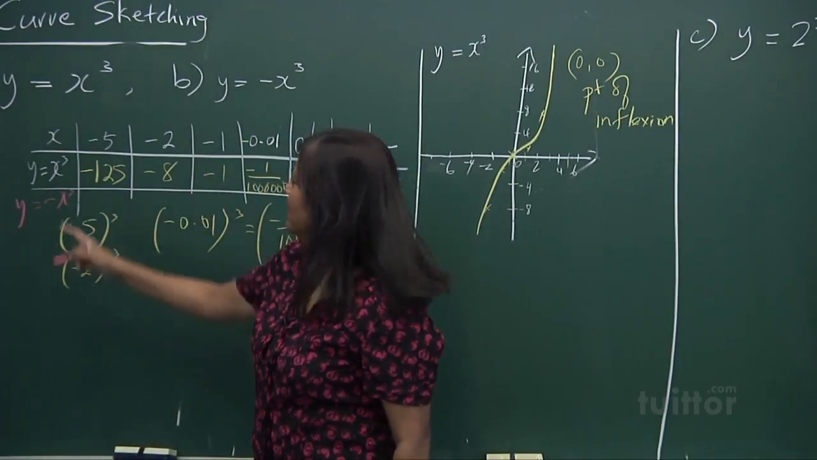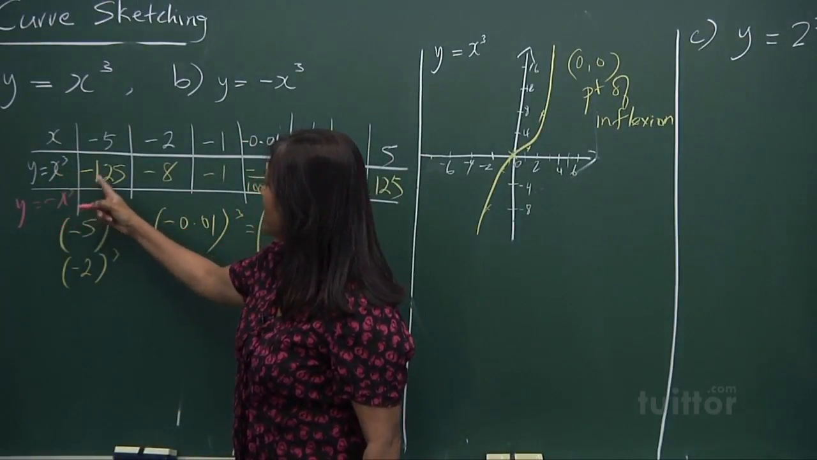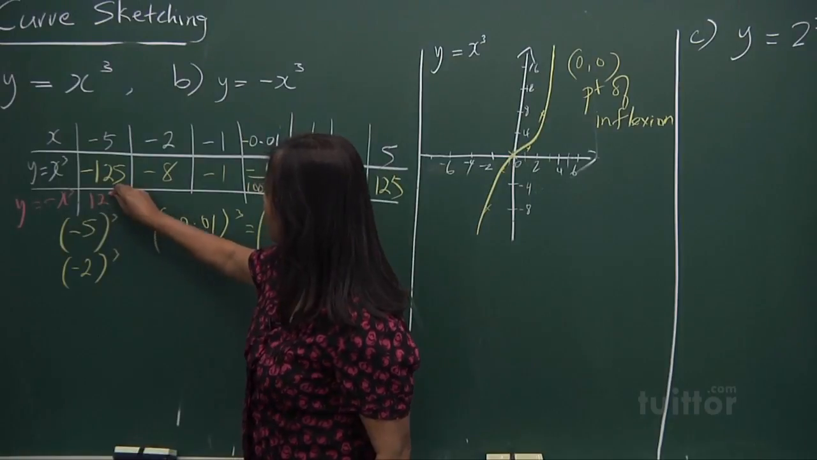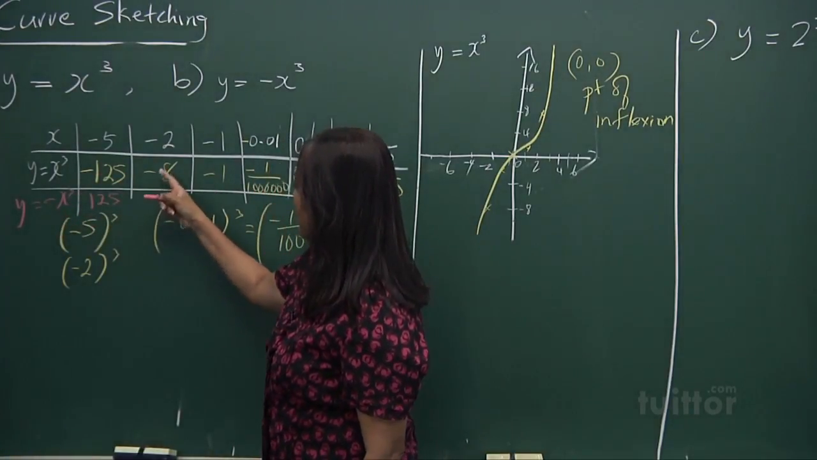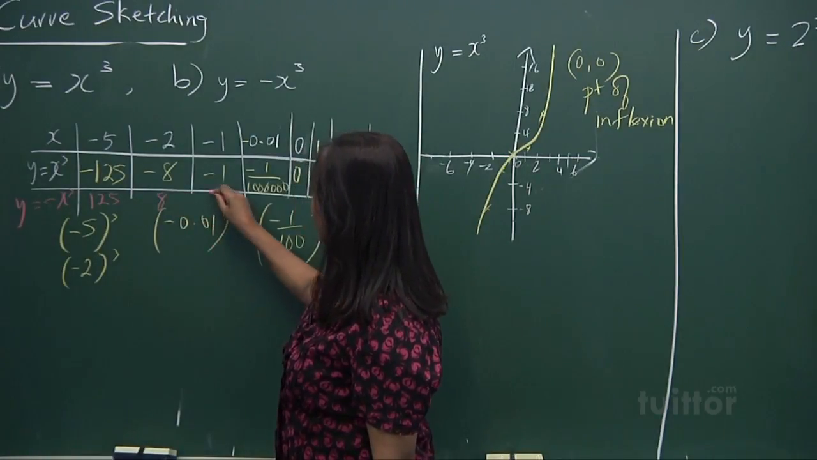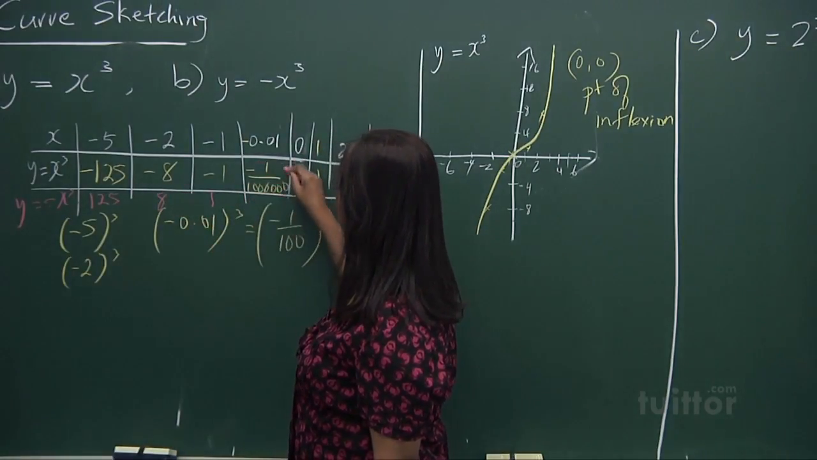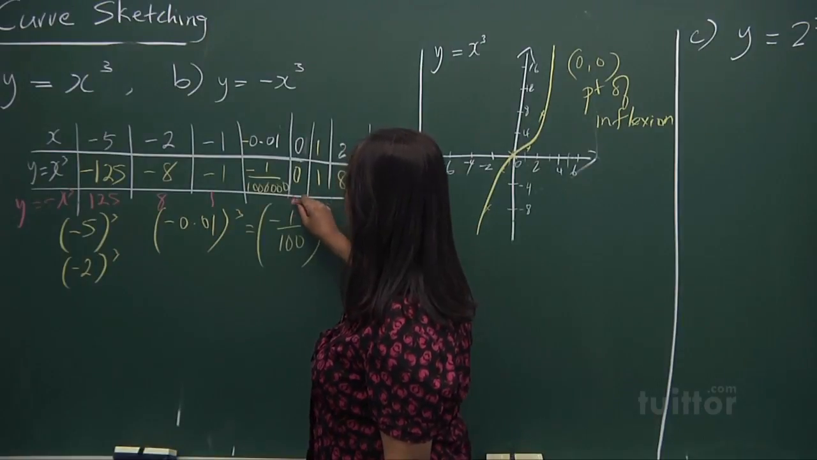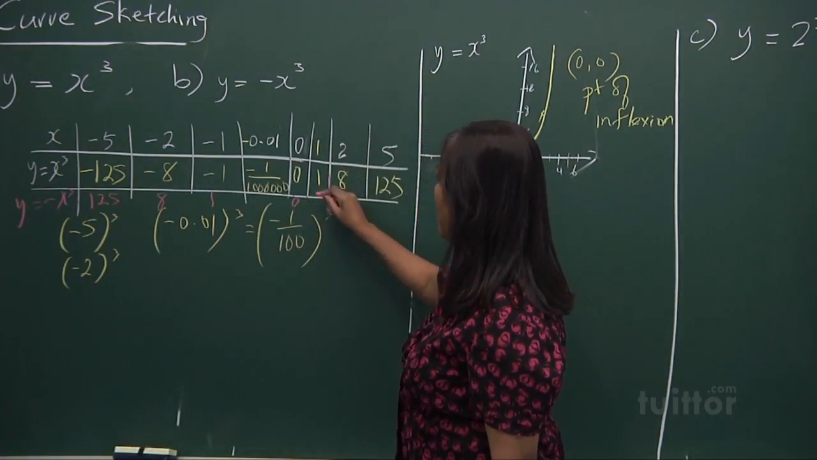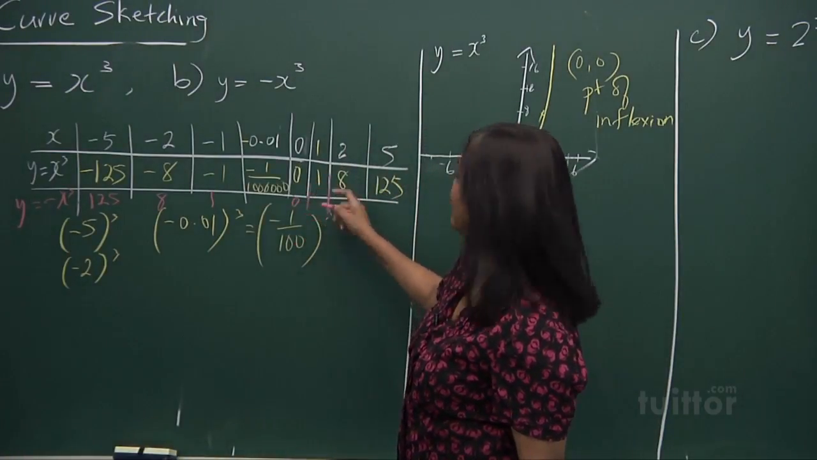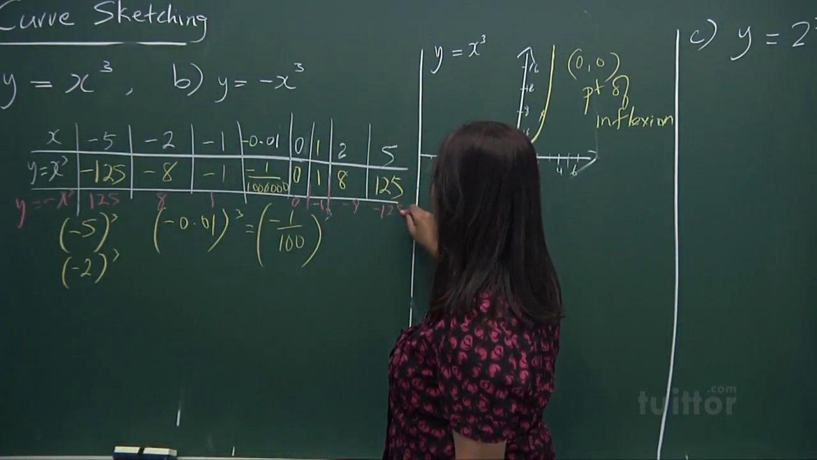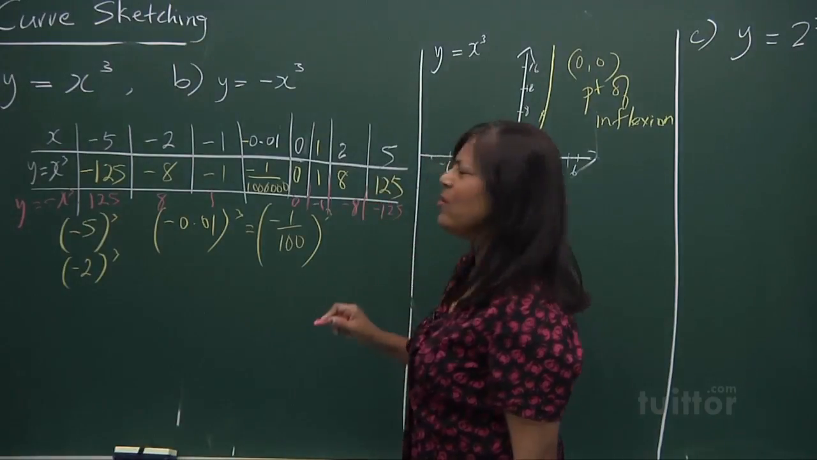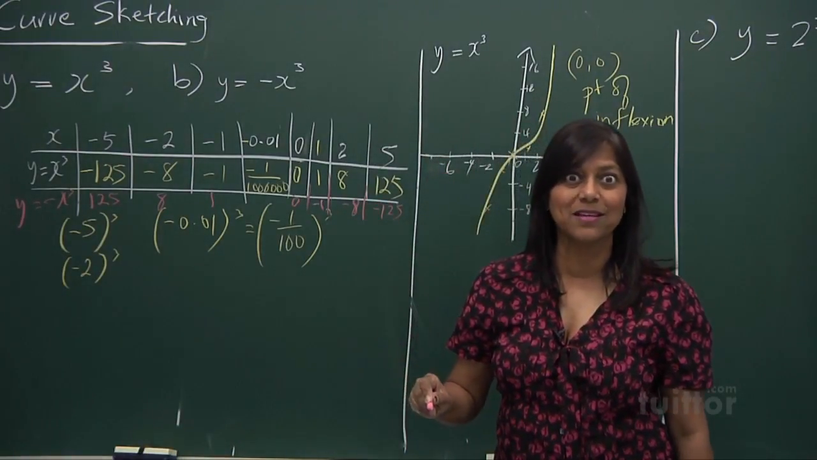What happens? This is x cubed, a minus x cubed, this will be positive, minus and minus. Look at the x cubed, just make it positive. This will be an 8, this will be a 1, this will be a positive 1 over, this will still be 0, but now x is minus, x cubed, this will be a minus 1, a minus 8, and a minus 125. You can see the reverse, don't you see it?